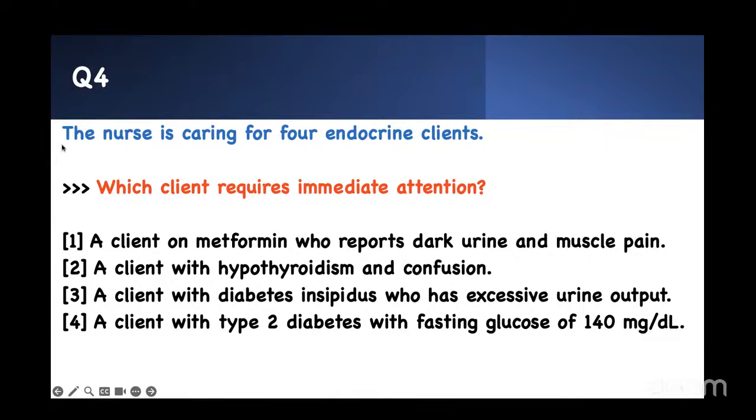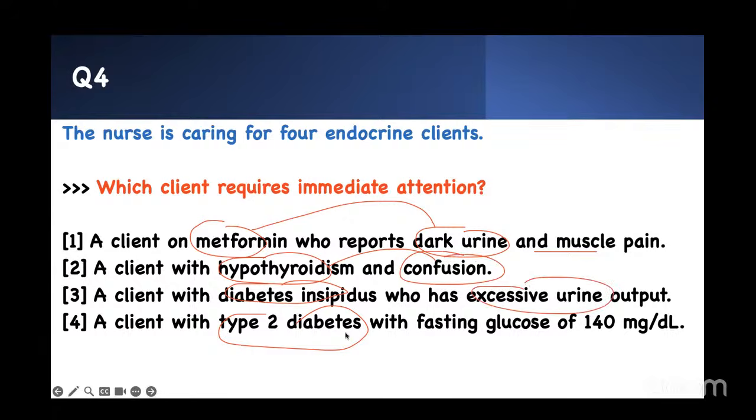Same strategy. What do you think? I know you got it because you watch ADAPT NCLEX. These are your endocrine situations. Metformin, I have dark urine and muscle pain. Hypothyroidism, I have confusion. Diabetes insipidus, a bunch of urine. Type 2 diabetes, my glucose is high with fasting.